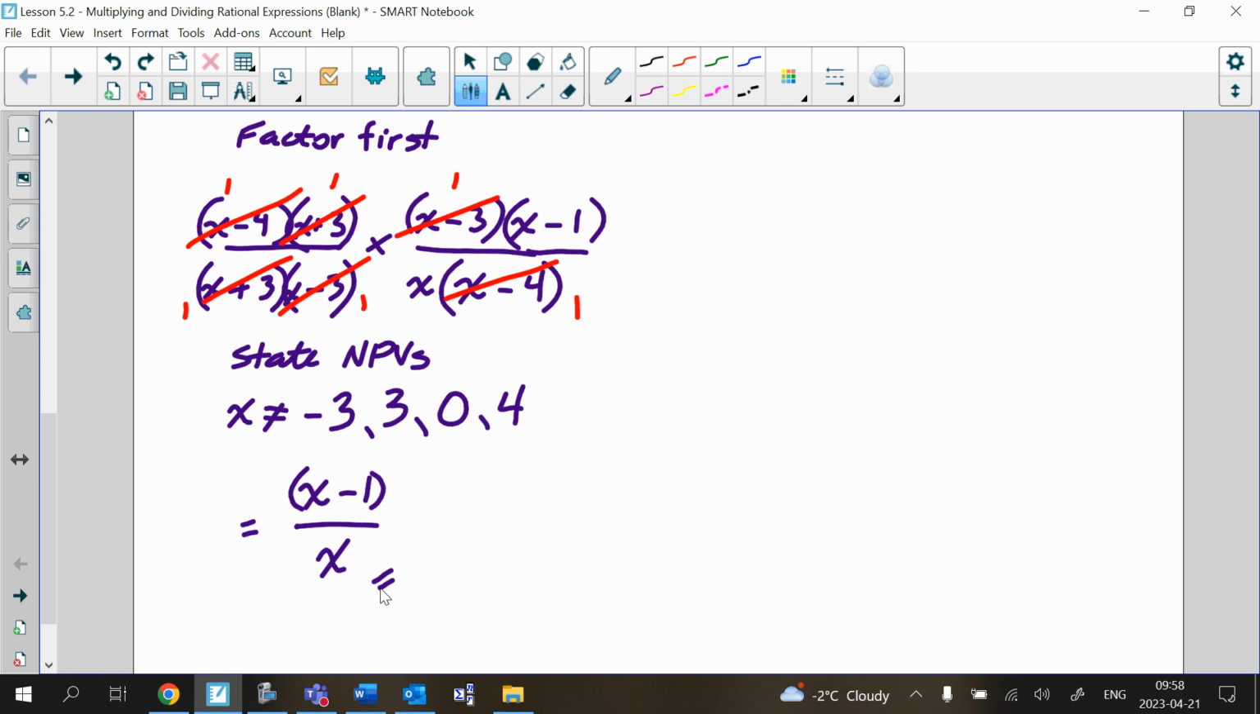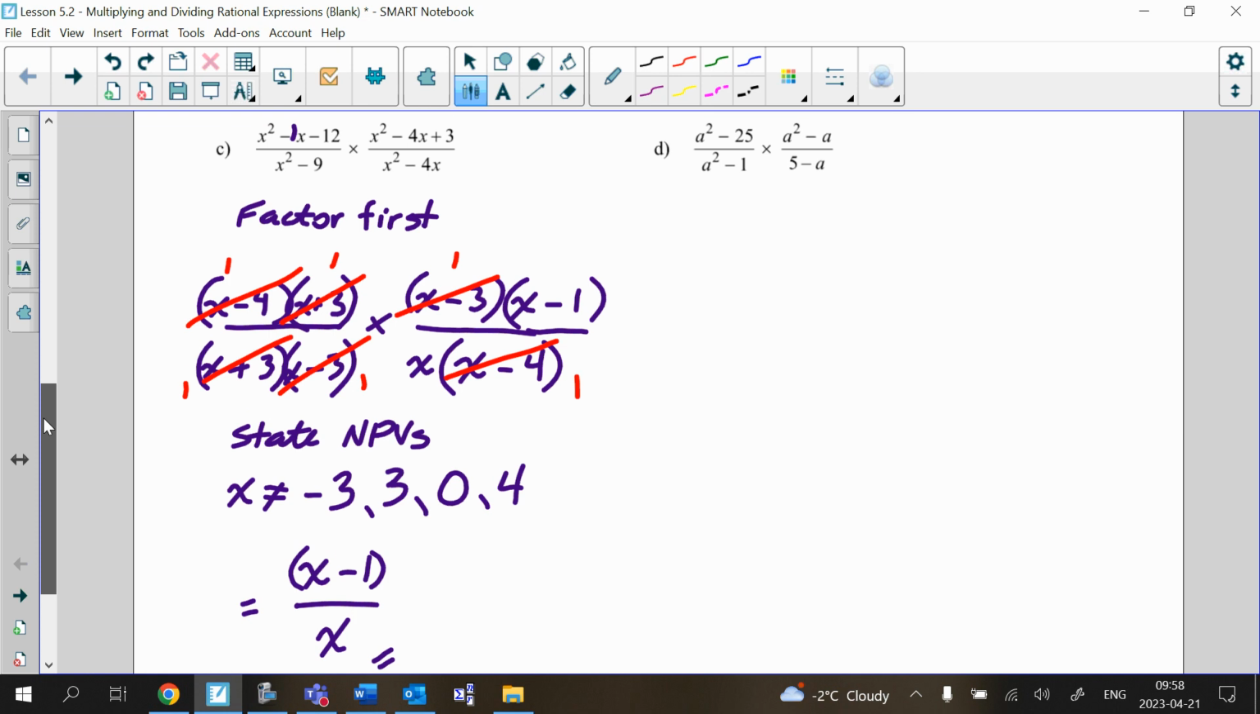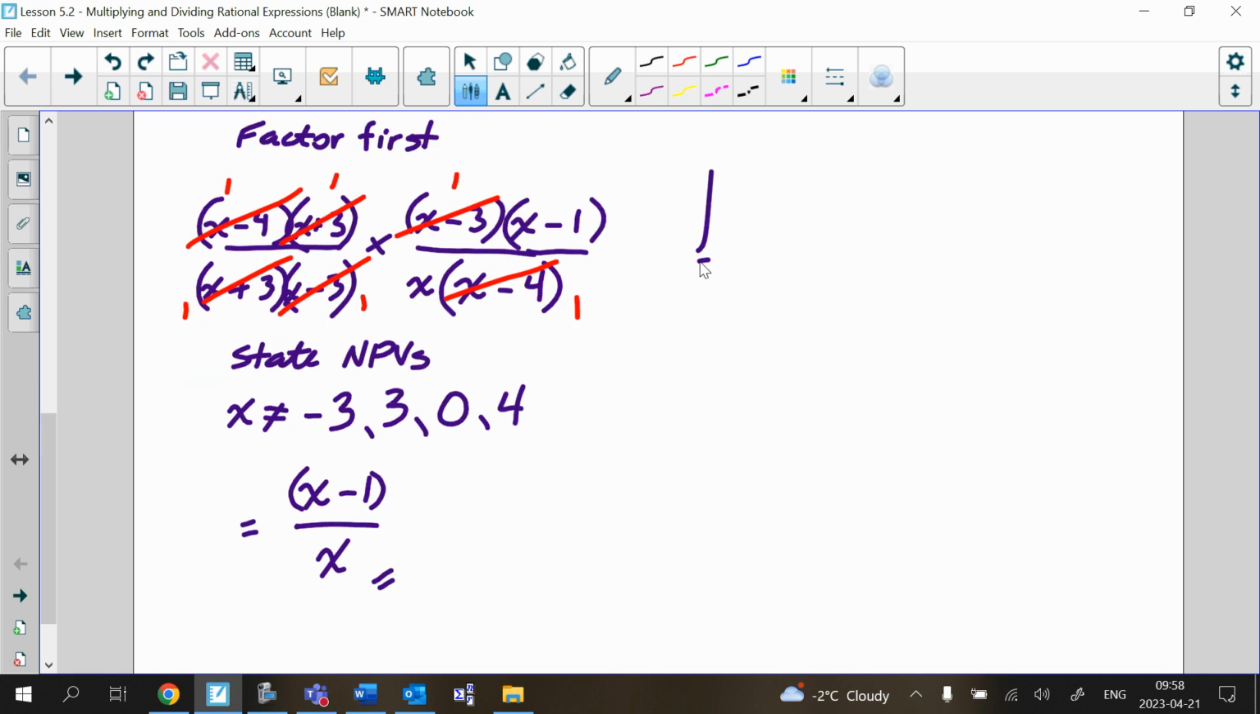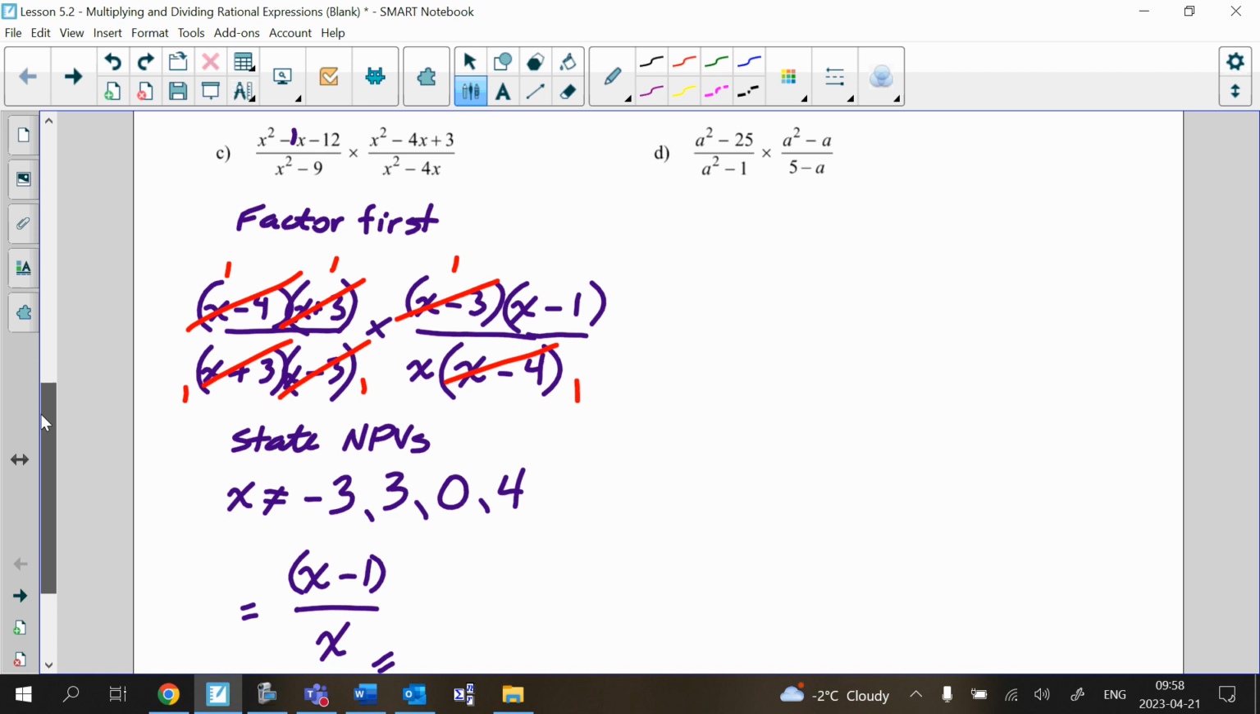D is very similar to C. So you got to know your factoring. I'm not going to write the steps out. I'm just going to go. So we're going to factor first, whatever we can. How about the first numerator? Yeah, so it factors to a plus 5, a minus 5.